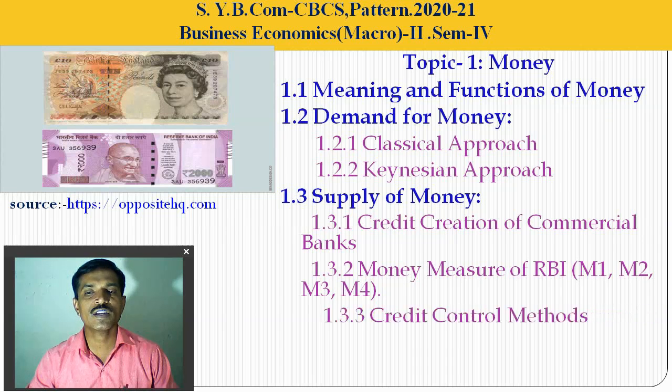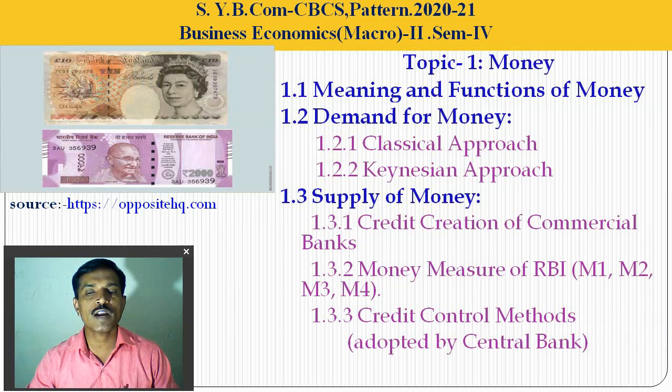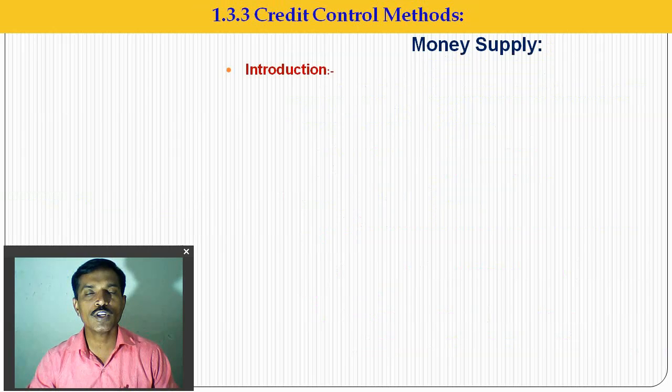In today's lecture we discuss the credit control methods which are adopted by the central bank of every country. And in our country the RBI uses credit control methods, two methods: the quantitative methods and qualitative methods. So let us begin with the money supply.